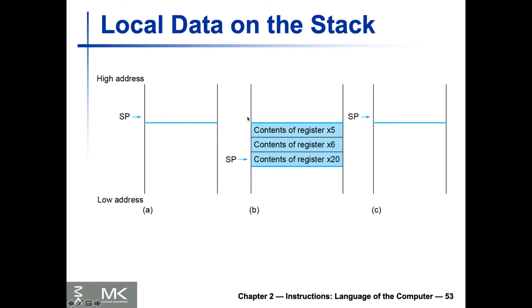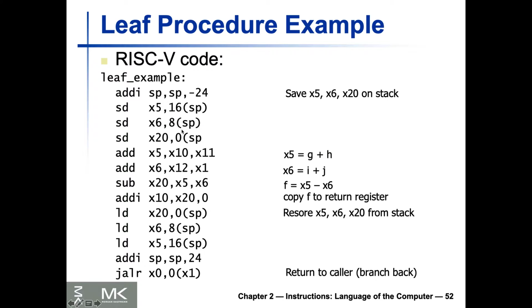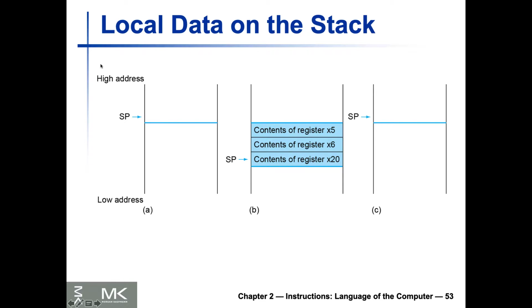Because here you are going 8, 8, and 8, right? You're going down. Questions? Why did you go 3 addresses below SP? Because in a stack we start with a higher address, you see? The start is a higher address, and when we push into the stack, we're going to go lower in the stack.